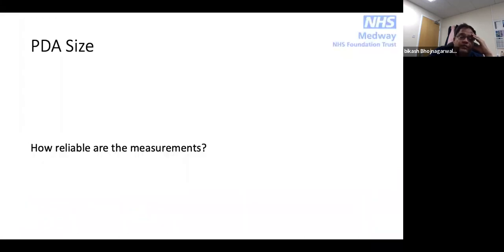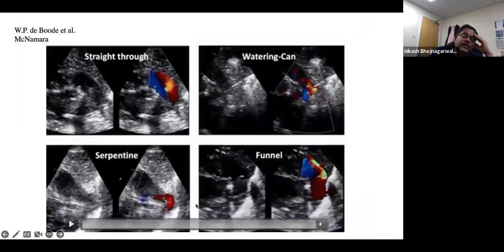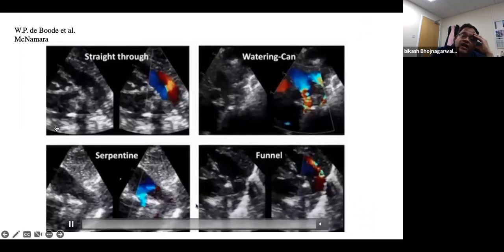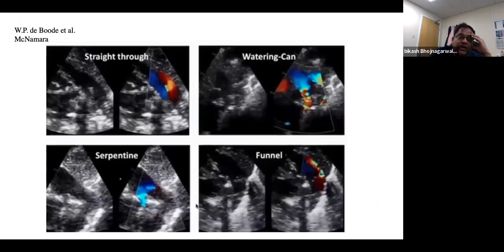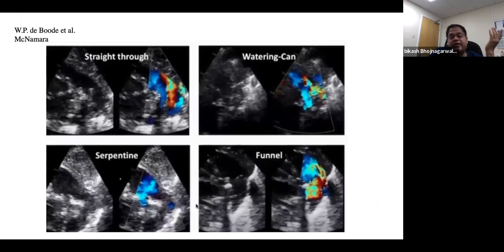However, how reliable are the measurements? Are we able to reliably measure this duct size? Basically, the thing to remember is the duct comes in various sizes and shapes. You can have a straight type of duct, you can have a watering can type of duct, you can have a serpentine type of duct, your funnel type of duct.